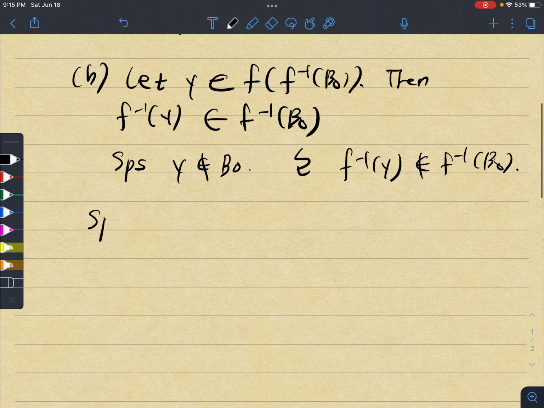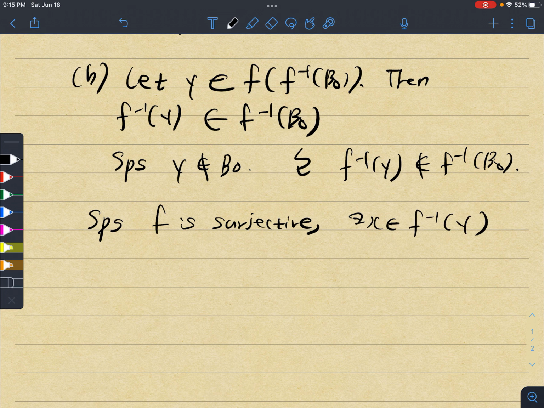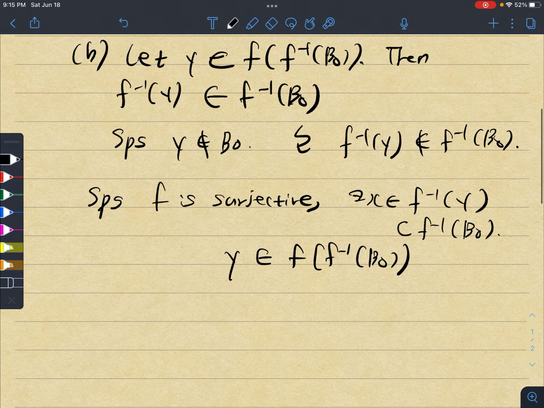And now suppose f is surjective, then there exists x such that it is an inverse of f inverse y, and this is a subset of f inverse B0, which would mean that y is an element of f inverse B0. And this shows the proof of B.